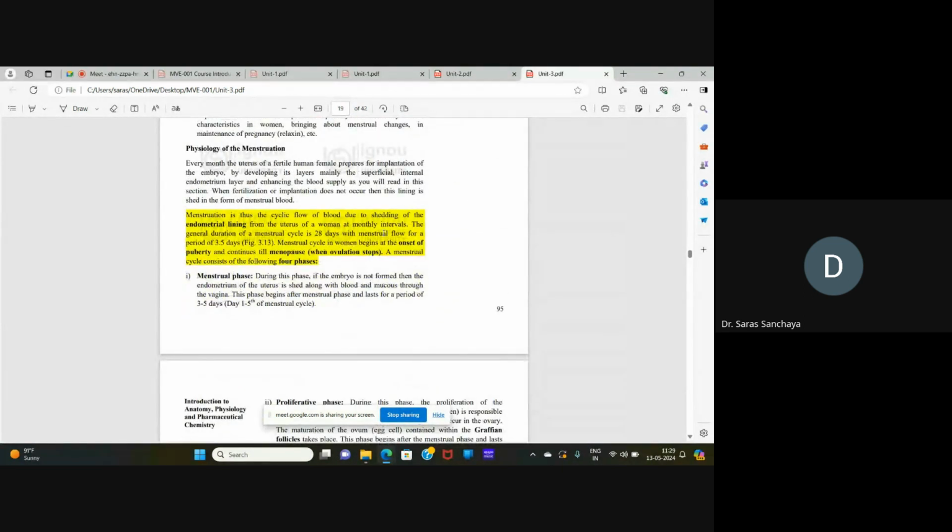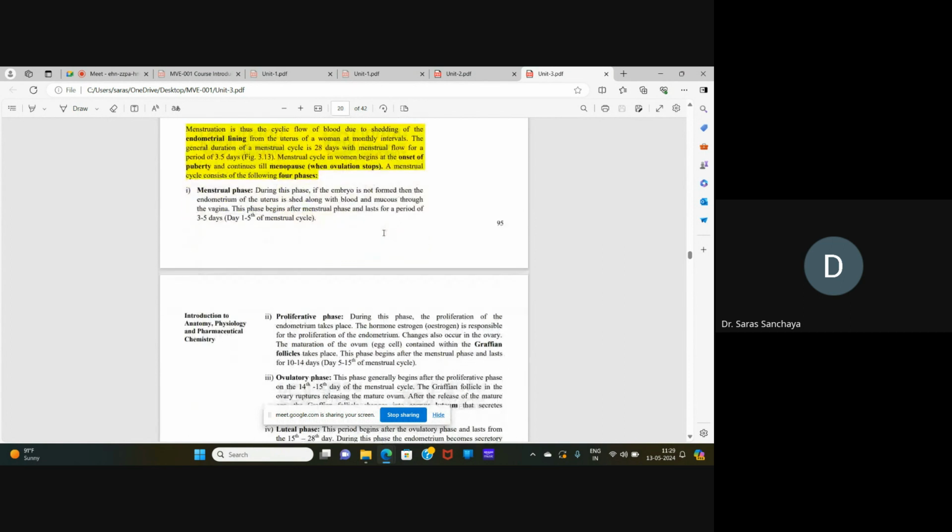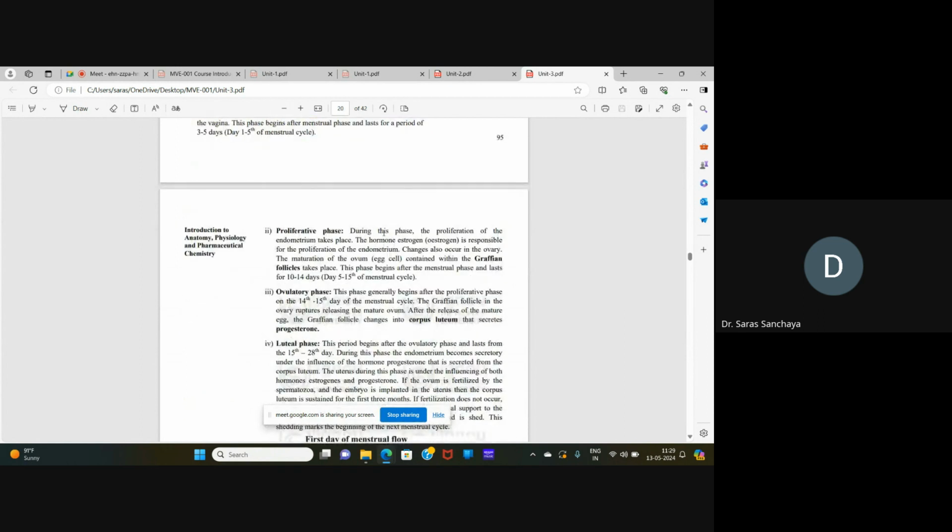A physiology of menstruation. Menstruation is thus the cycling flow of blood due to shedding of the endometrial lining from the uterus of a woman at monthly intervals. The general duration of menstrual cycle is 28 days with menstrual flow for a period of 3.5 days. Menstrual cycle in women begins at the onset of puberty and continues till menopause when ovulation stops. A menstrual cycle consists of following four phases: menstrual phase, proliferative phase, ovulatory phase, and luteal phase.